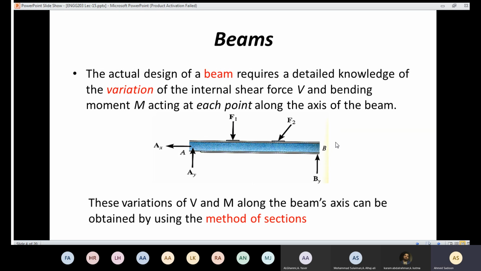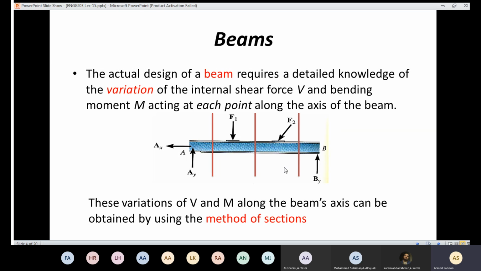So in order to do that, again, we are going to use the method of sections. Last time we used the method of sections. Here we are going to use the method of sections in order to know the variation of the internal forces. So you need to cut here in order to know the internal forces. And again, if I want to know the internal forces here, I need to section that point. And also I need to section that point.